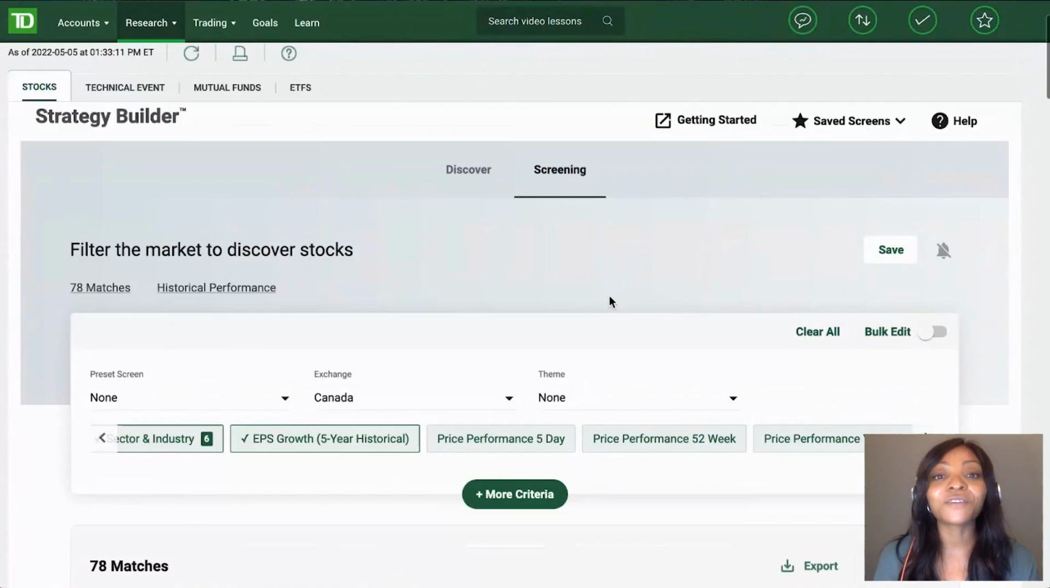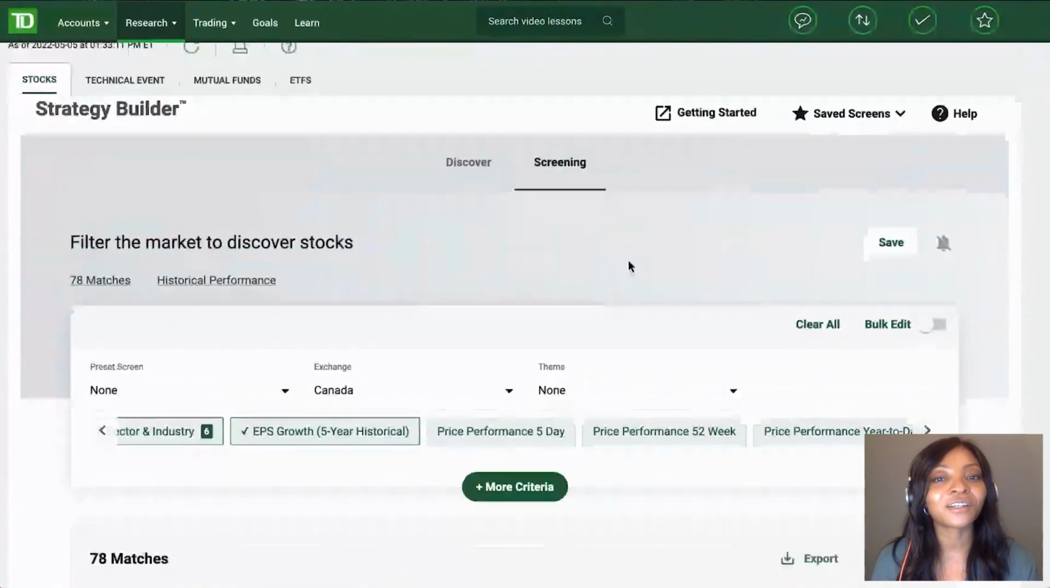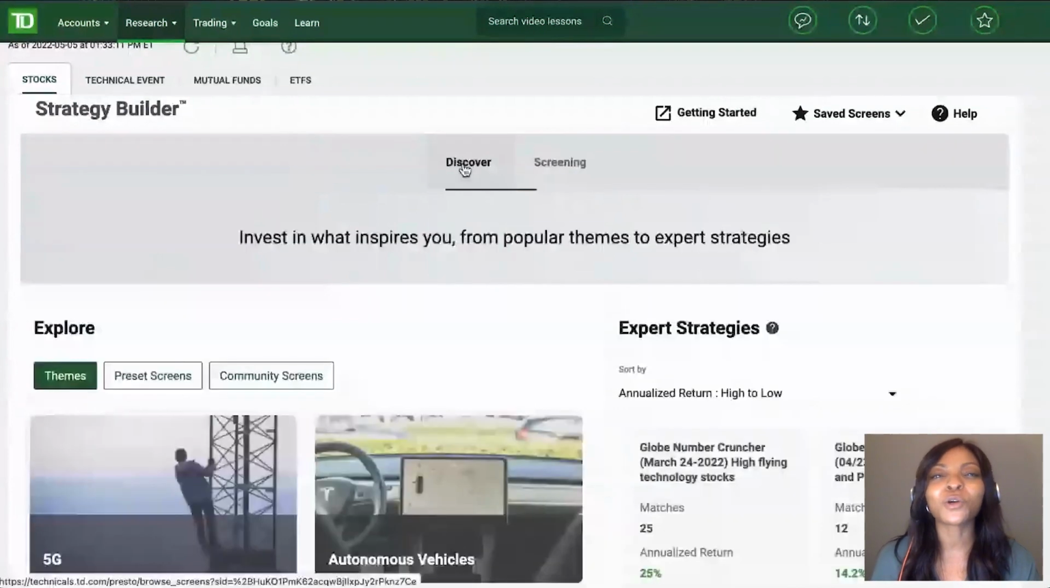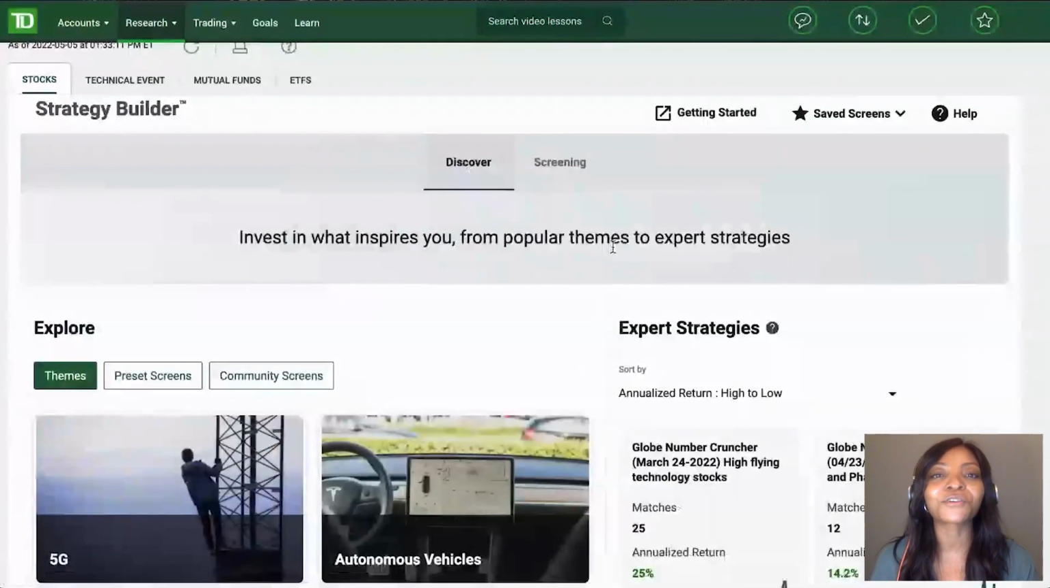But what if you don't want to start from scratch? Well, that investor is able to use the Discover tab that we have here. Now, under this, this investor is able to find different themes, different screens. So it's almost like a curated list is already created.